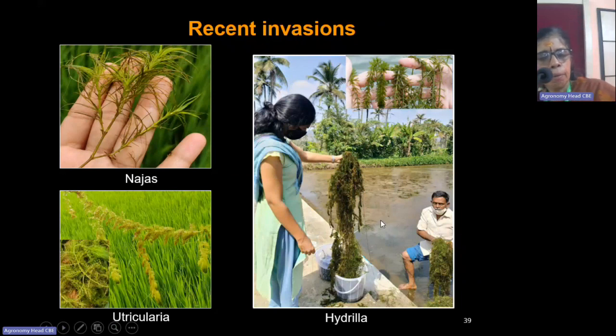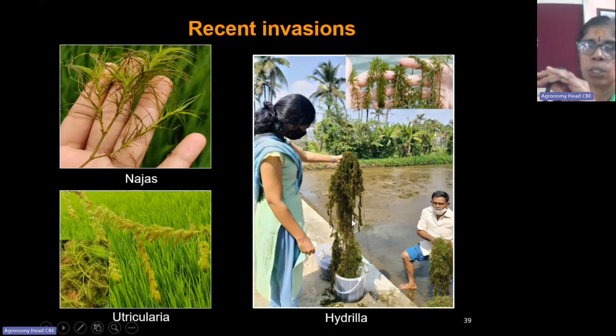In many cases, this is a temple pond, not used for cultivation, but in farm ponds, when there is infestation, along with the irrigation water it reaches the cultivated field also. And you may be knowing Utricularia. Utricularia is a submerged aquatic weed, but found in rice also.